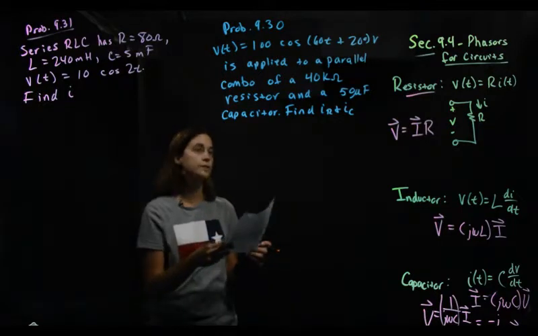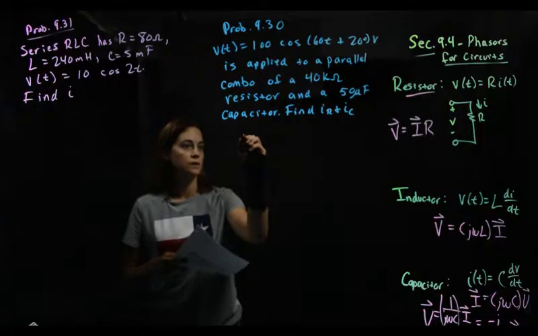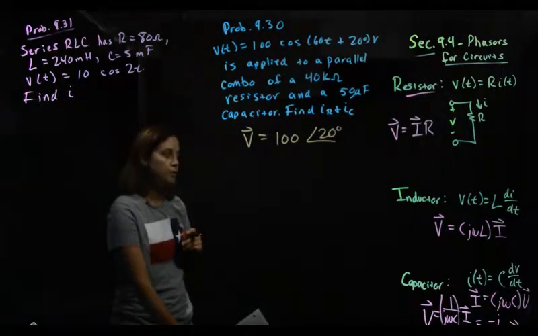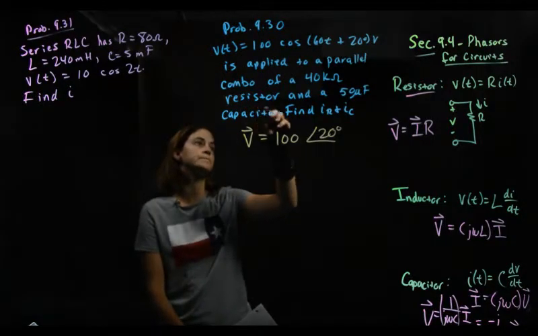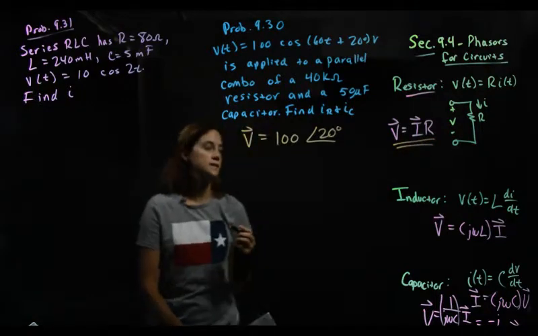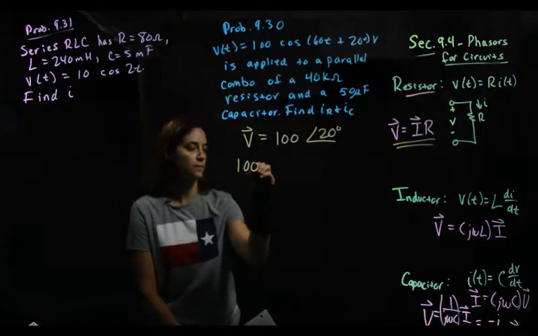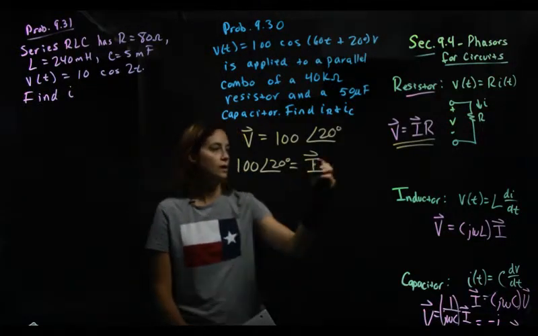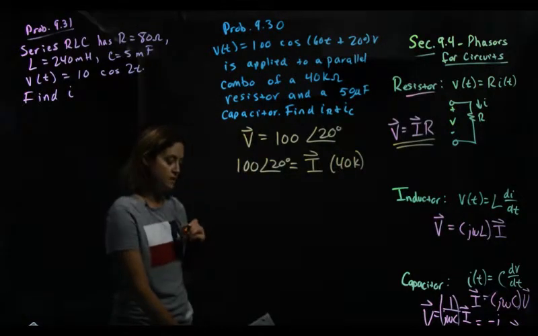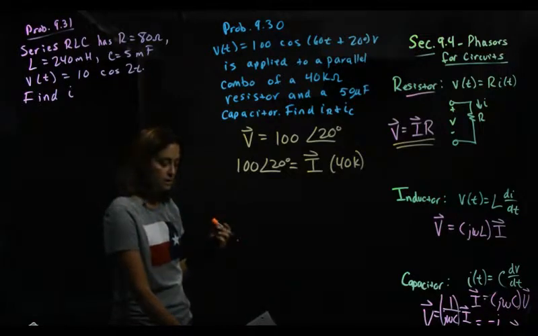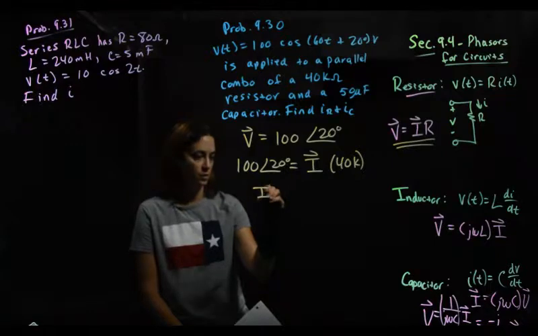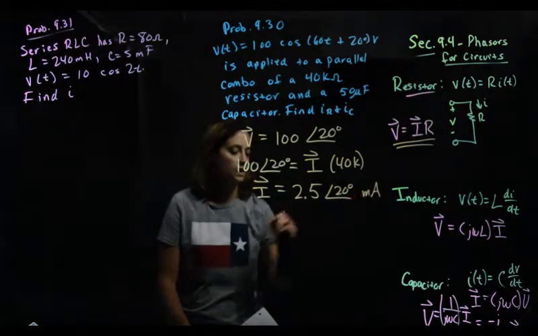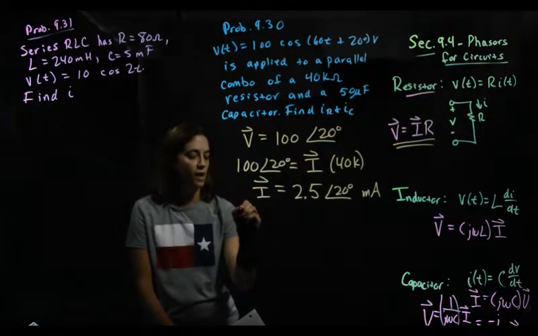Okay, so what can we do first? Well, let's write our voltage V in terms of a phasor. So our voltage V is 100 at an angle of 20 degrees. We know V equals IR for our resistor, so we want to use this. So we have V equals I, that's what we're looking for, times R. R is 40K, which is essentially 40K at an angle of 0. So we move this to that side, and in phasor notation, I equals 2.5 at an angle of 20 degrees milliamps. We were asked to find lowercase i, meaning they want i of t.